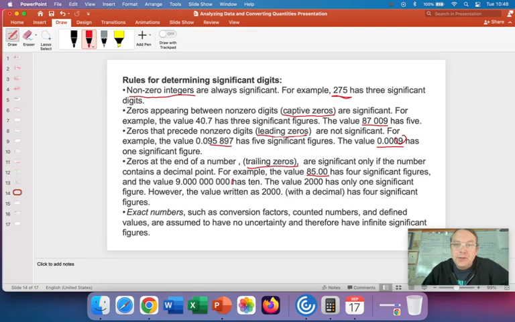And the value 9.00000, wow, this measurement tool could measure up to the 100 billionth of a unit. That's a very precise measurement tool. But this value, 2000, only has 1 significant figure because the zeros, we imagine the decimal point would be here, but we didn't use a decimal point, so there's only 2. Exact numbers, like conversion factors, things we count, like how many potatoes you have, and defined values are assumed to have no uncertainty and therefore have infinite significant figures.